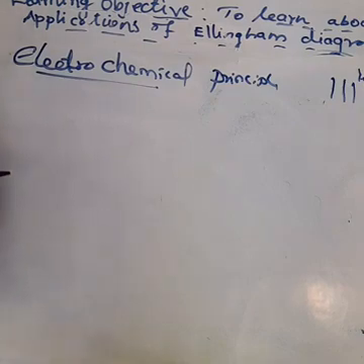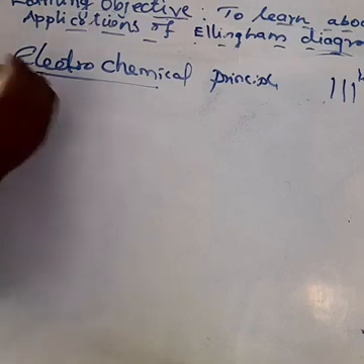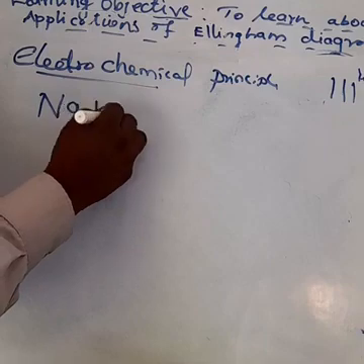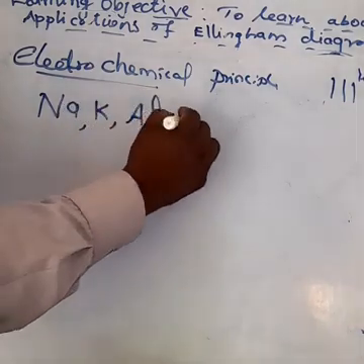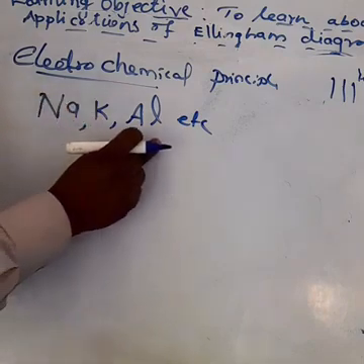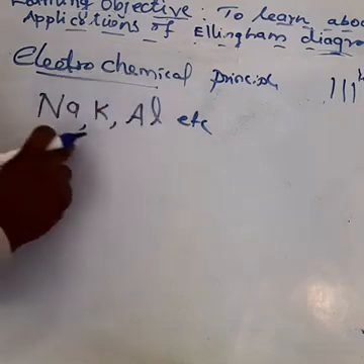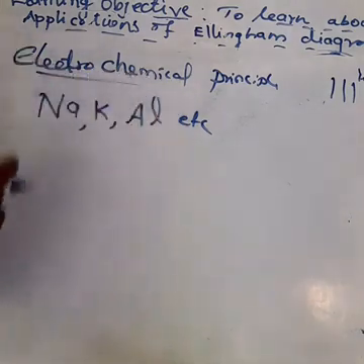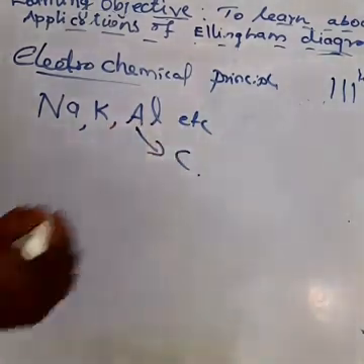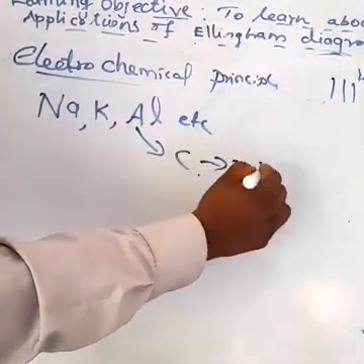First one, if we take the active metals, which are the active metals? Sodium, potassium, aluminum, etc. Am I right? These are some active metals. The reduction of oxides of active metals such as sodium, potassium, aluminum by carbon is thermodynamically not feasible.